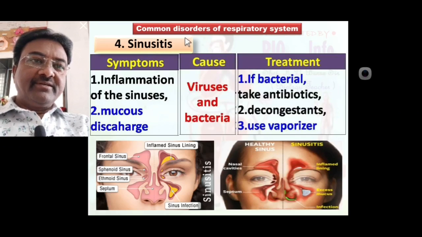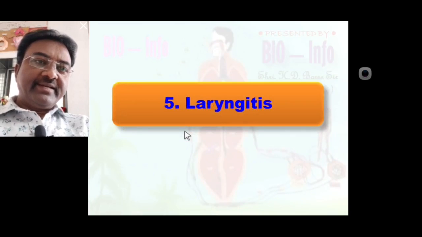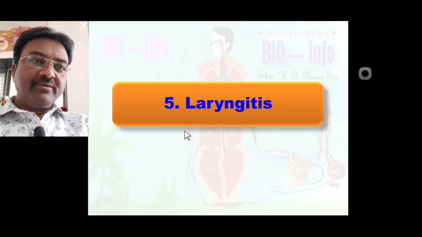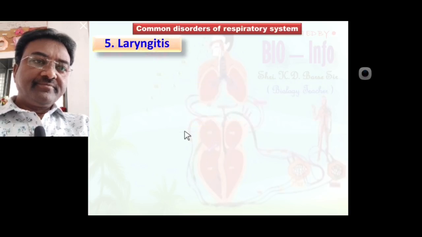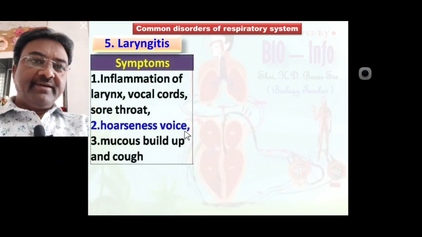Sinusitis is one of the common disorders of the respiratory system. Now the fifth one is laryngitis. You know, the larynx is one of the sound producing organs of the respiratory system. So larynx inflammation, vocal cord inflammation and sore throat like symptoms are seen in the laryngitis disorder of the respiratory system.